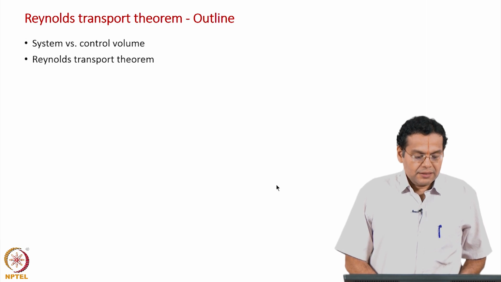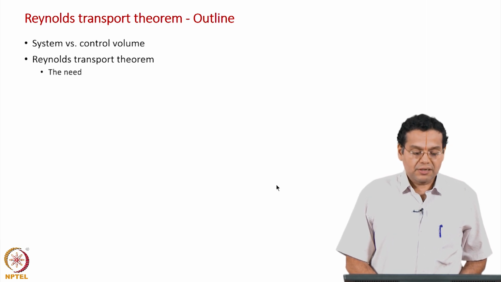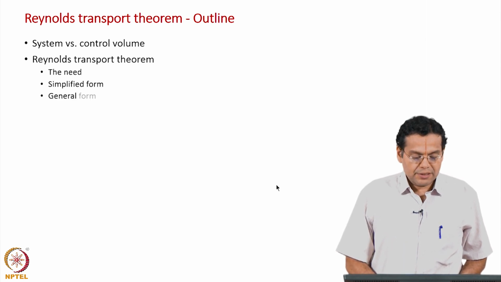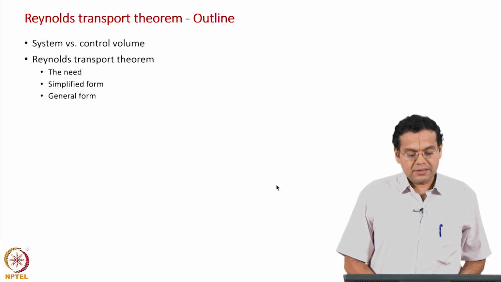And then the Reynolds transport theorem, we do it in steps. First, of course, we discuss the need for the Reynolds transport theorem. Next, we do the derivation in two steps. First, we derive a simplified form of the Reynolds transport theorem. We make a lot of assumptions and then get a simple expression. Once we understand that, we extend that to a more general form. To straight away derive the general form would be a little difficult, so we do it in steps.